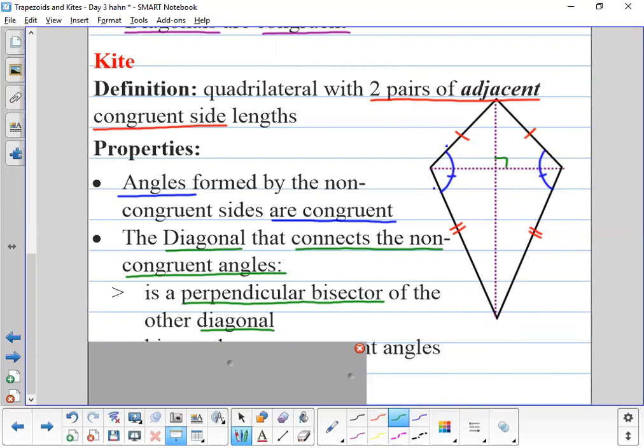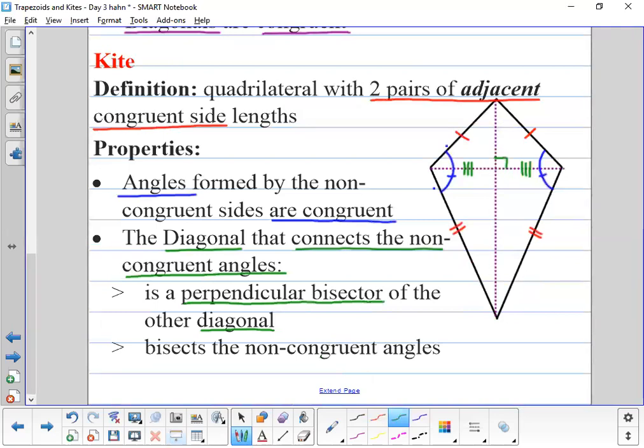They're perpendicular to each other, and it cuts that other diagonal, the one that connects the congruent sides, into two equal parts. And remember, we discovered that because the kite has reflection symmetry. So I can fold it along that diagonal that connects the non-congruent angles, and I got a whole bunch of stuff that would be matching up. And one of them is the length of the diagonal from the congruent angles to the intersection point. So it's a perpendicular bisector of the diagonal that connects the two congruent angles.